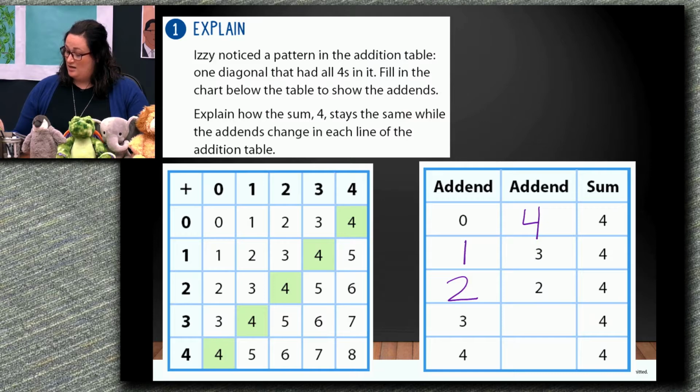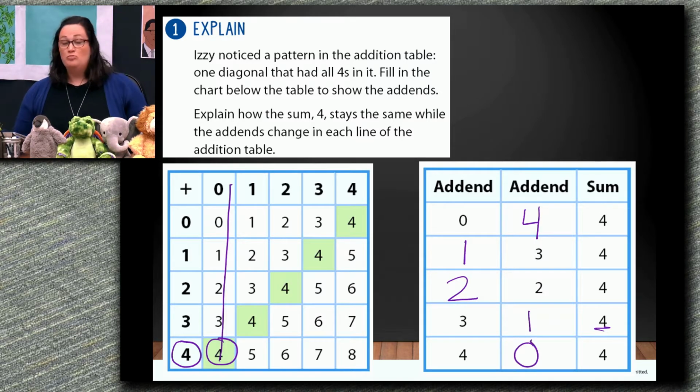Now I'm saying, oh, I know it's 3. So I travel until I get to the 4 because my sum is 4. And what's my other addend? How do I find it? Yeah, it looks straight up. There it is. What's my other addend? 1. Now I'm at 4. What addend do I need to put with 4 to get 4? 0. You might be able to fill out this table without needing an addition chart.